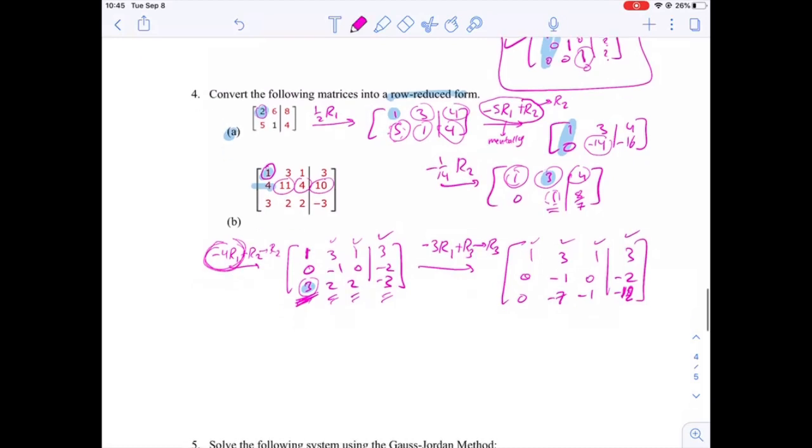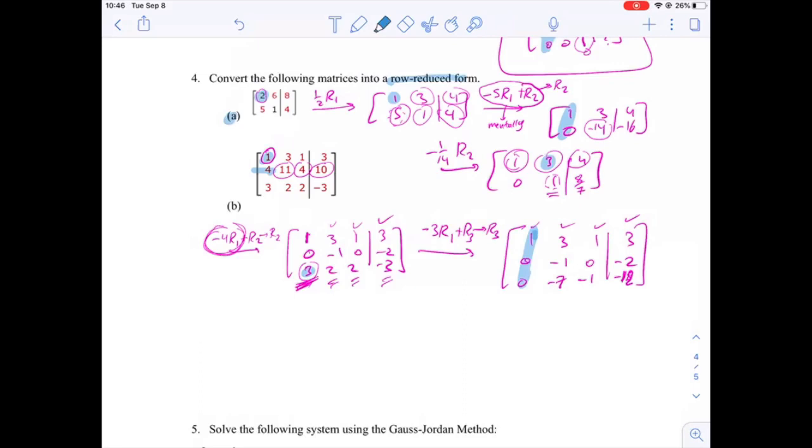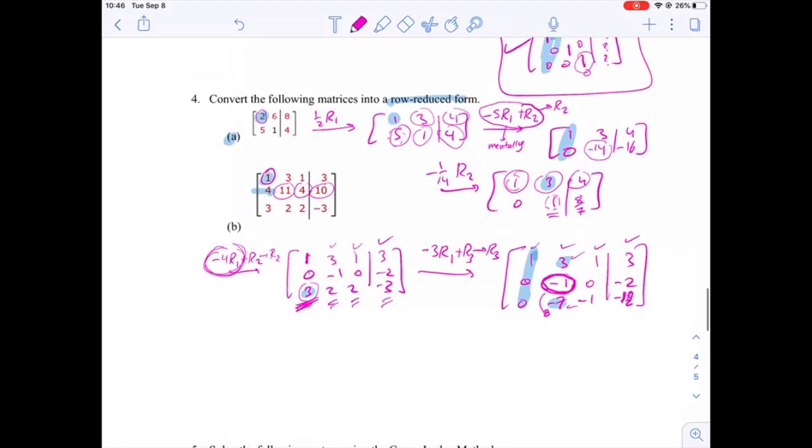Now we have a unit column here, the first unit column. Now we move to the second pivot, so we should focus on this number here. This should be equal to 1 and everything else should be 0. I mean this and this should be zeros. So we start with the number below this. So we want to make -7 equal to 0. But before that, the pivot here is -1. We want to make it equal to 1. How can we do that? Simply by multiplying row 2 by -1 and then replace row 2.